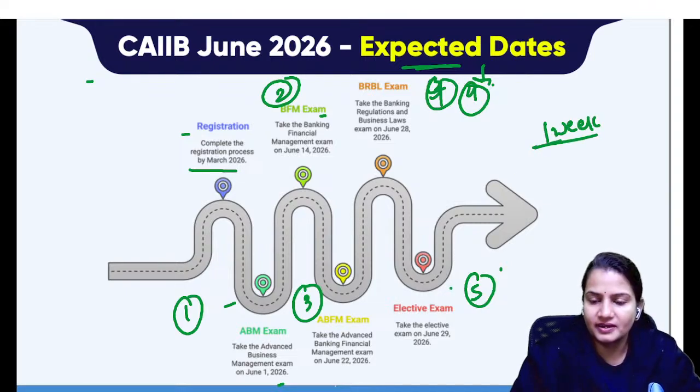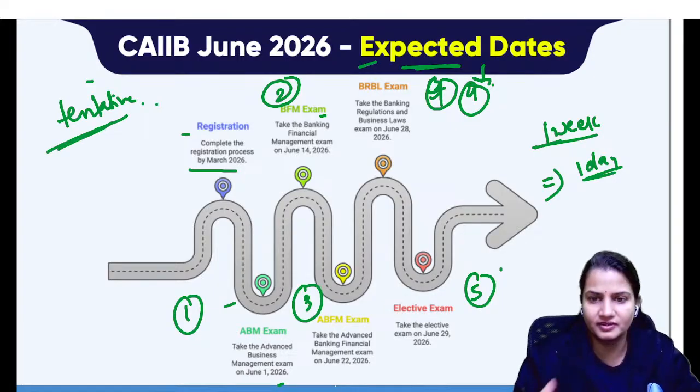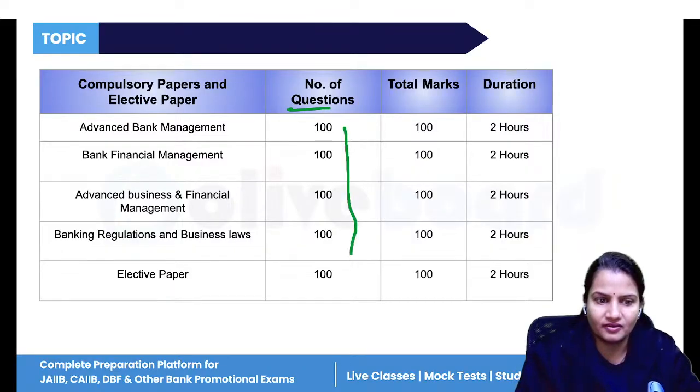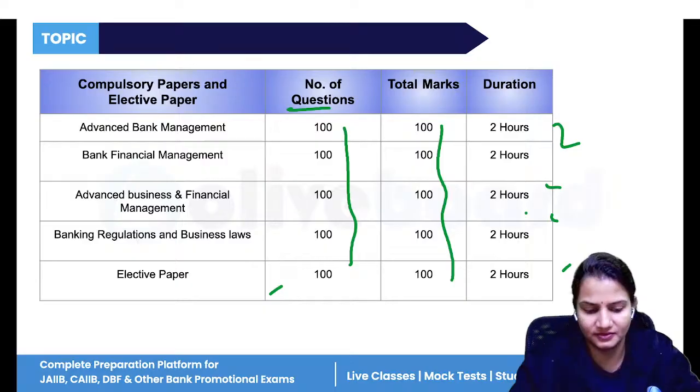And for BRBL and elective, there would be only a 1 day gap. So these are just your tentative dates, not your fixed dates, so they may change. As and when the notification comes, we will let you know. Now, the number of questions is 100, total marks 100, and duration will be 2 hours.